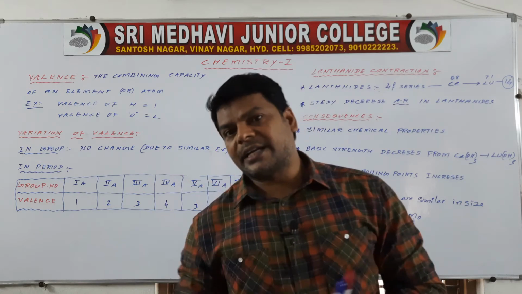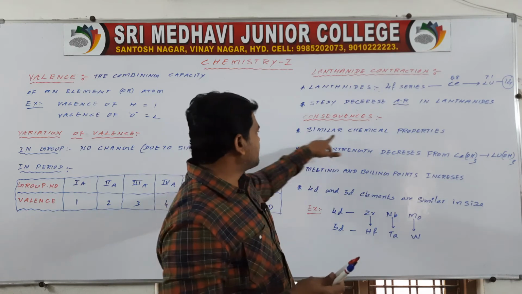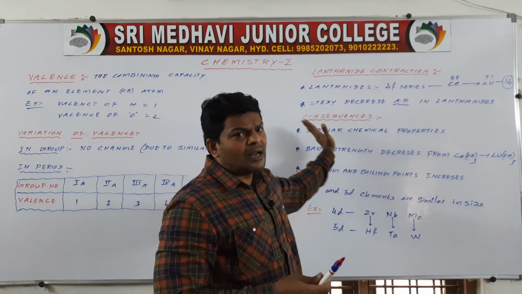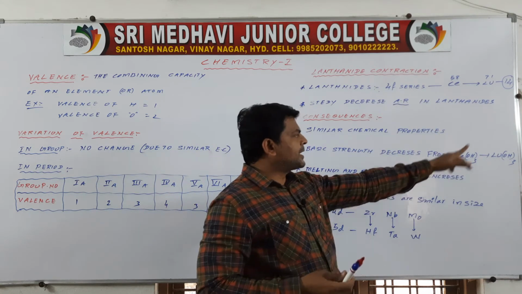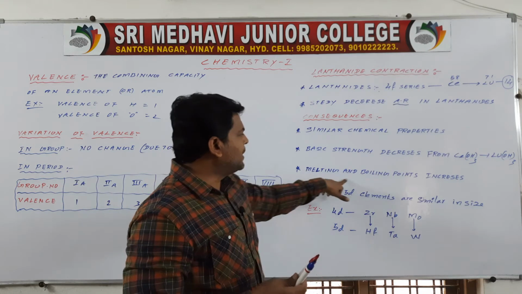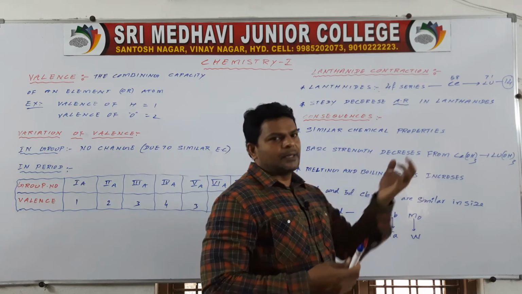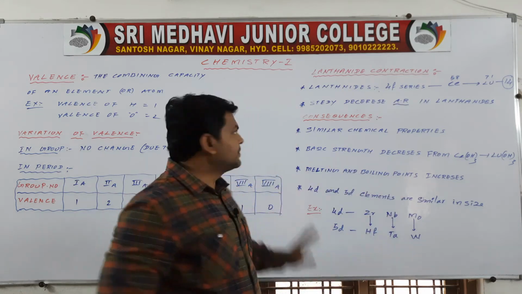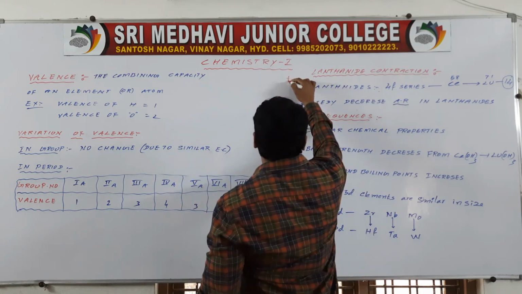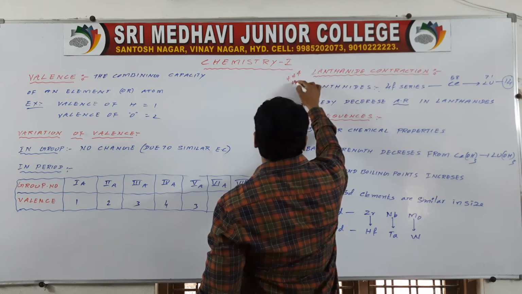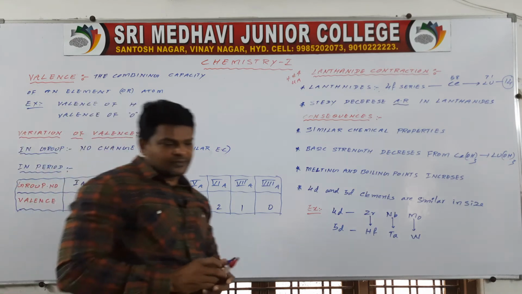Due to lanthanide contraction, some consequences are developed in elements. What are the consequences? These are similar chemical properties, all lanthanides having similar chemical properties. Next, basic strength decreases from cerium trihydroxide to lutetium trihydroxide. Melting and boiling points increase. Then 4d and 5d elements are similar in size. This is about lanthanide contraction, important for 4 marks, and it is about valency.